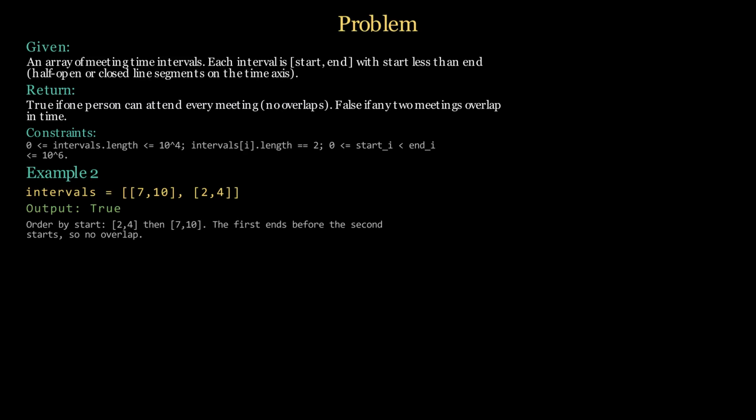Example 2, 7 to 10 and 2 to 4. Sorted by start, 2-4 ends before 7, so meetings do not overlap. Output is true.